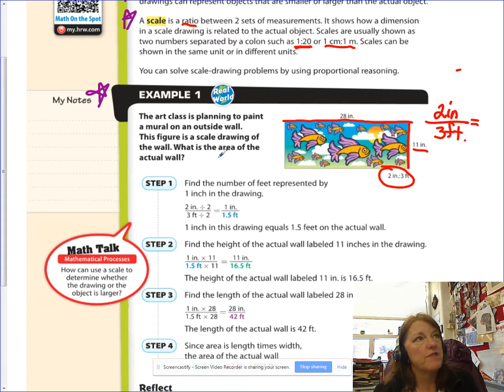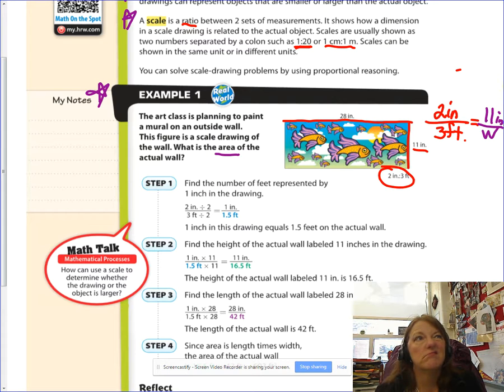All right, they're asking you what's the area of the real wall. So we've got to find the width, we've got to find the length, or in other words, the base and the height, and then compute the area after that. So let's take a look here. If I want to find my width here of the rectangle, also known as the height, I'm going to use W down here, because I don't know what it's going to be in the real one, but I know here it's 11 inches, okay?